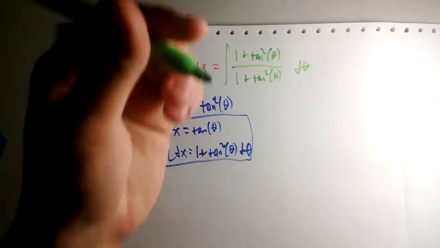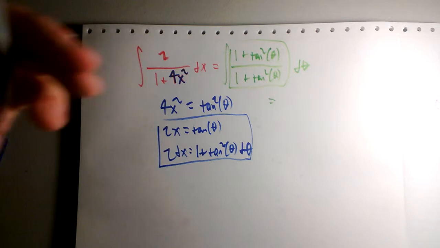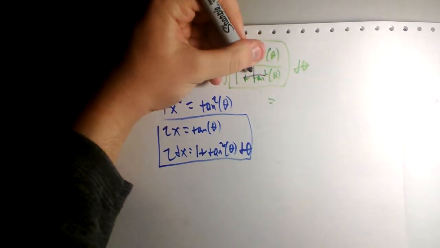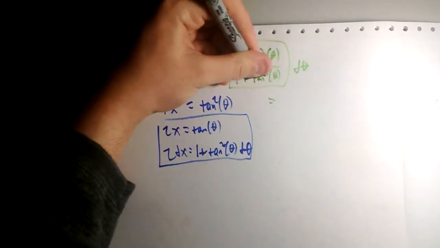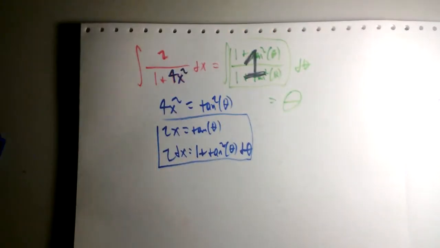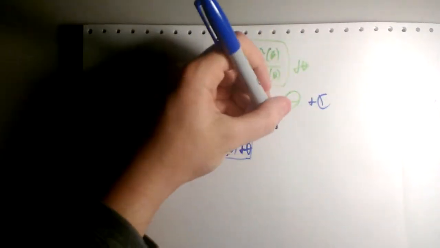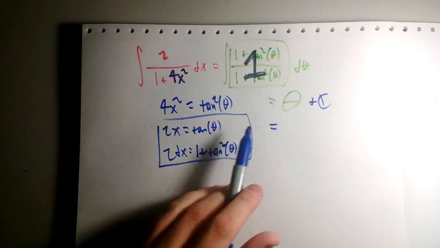What's magnificent about that? Well, what is that? That is 1. Couldn't write it more clear. So the integral of 1 d theta is just theta. Ooh, that's awesome. Oh, and then plus the C because we didn't put bounds on this. All right, and now one last step of simplification.